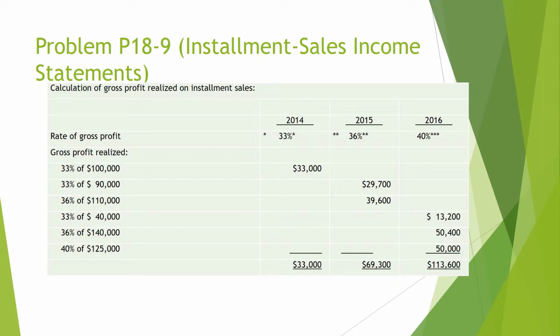36% of $140,000 is $50,400, and 40% of $125,000 is $50,000.